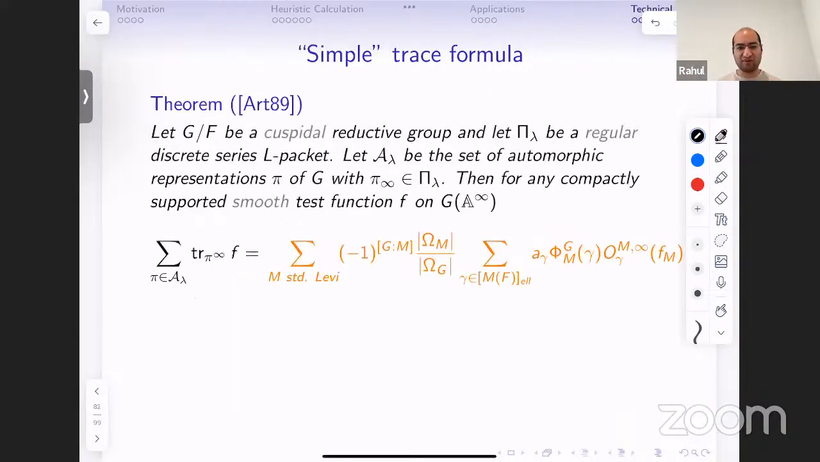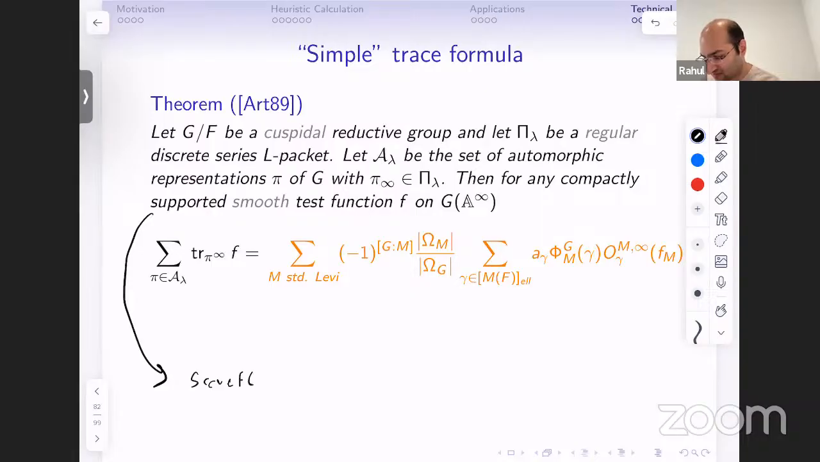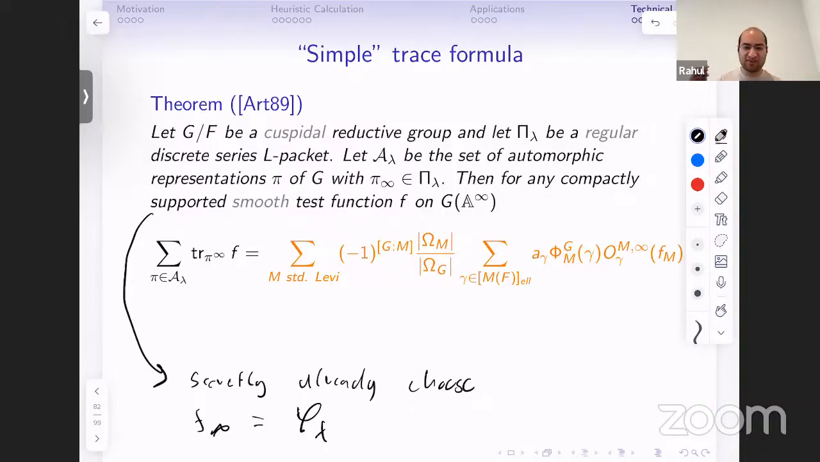So here's the actual formula. We let G over F be some reductive group. We're going to pick a discrete series L-packet. We're going to take the set of automorphic representations with the infinite component in the L-packet. Then we're going to take a test function on G away from infinity. And what's happening here is we secretly already chose f at infinity to be the pseudo-coefficient for this discrete series L-packet, or the sum of pseudo-coefficients, right?